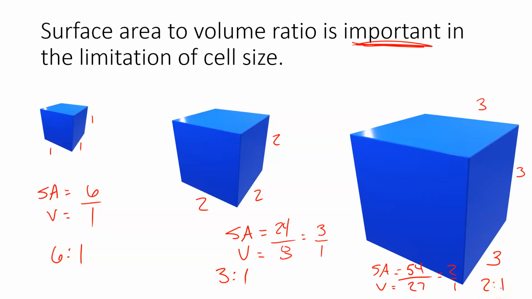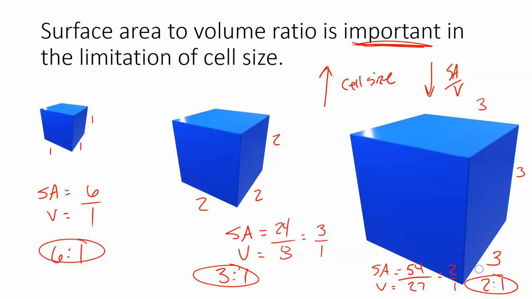So what can you tell me? As cell size goes up, the surface area to volume ratio goes down. They are inversely related. As cell size goes up, surface area to volume ratio decreases. And it's very easy to see using these ratios as examples, right? So why is that important?